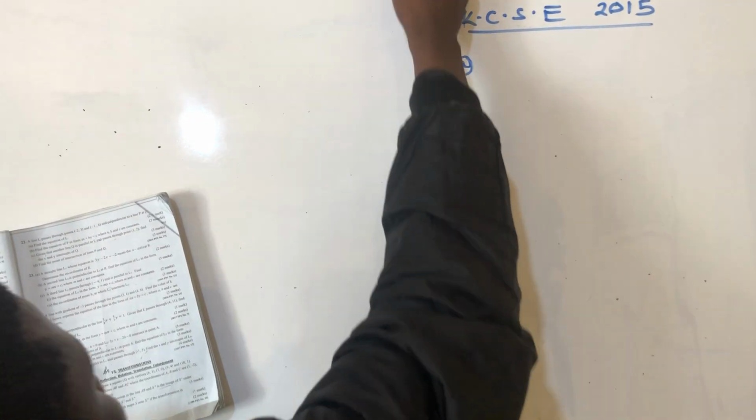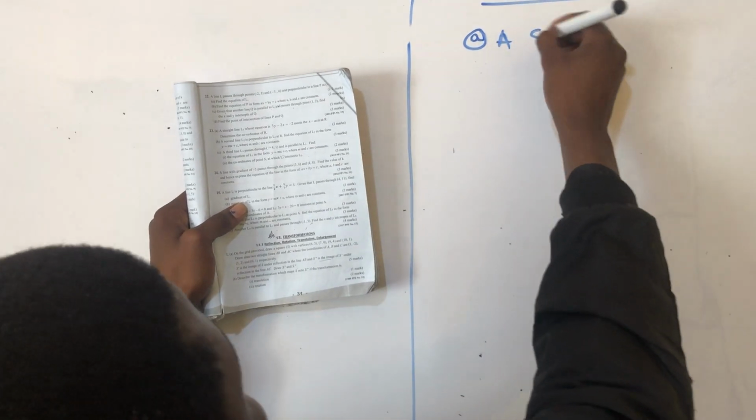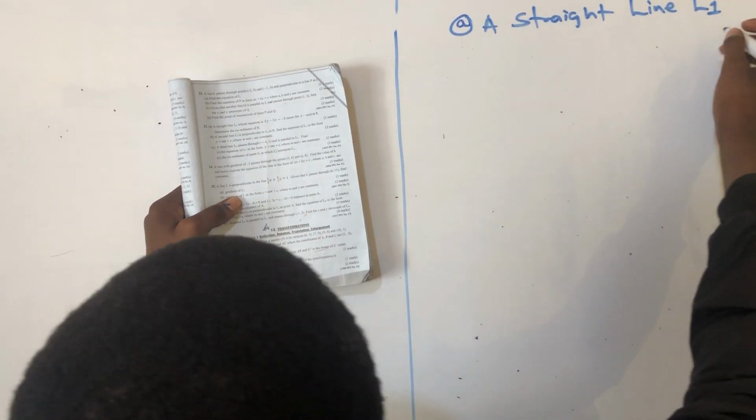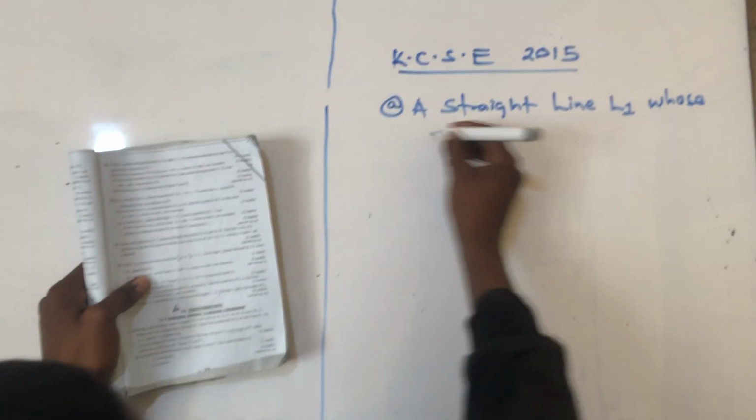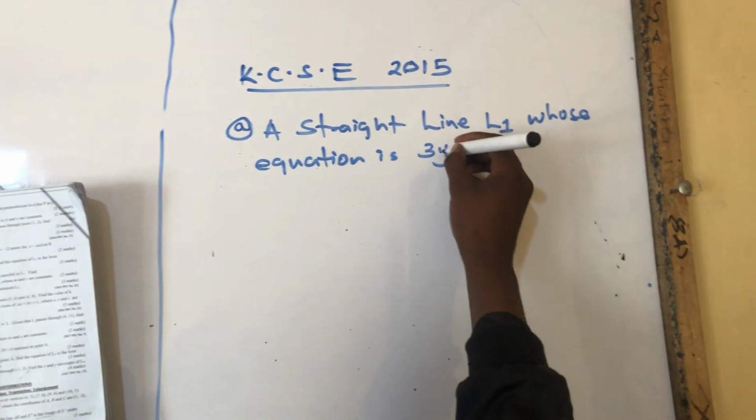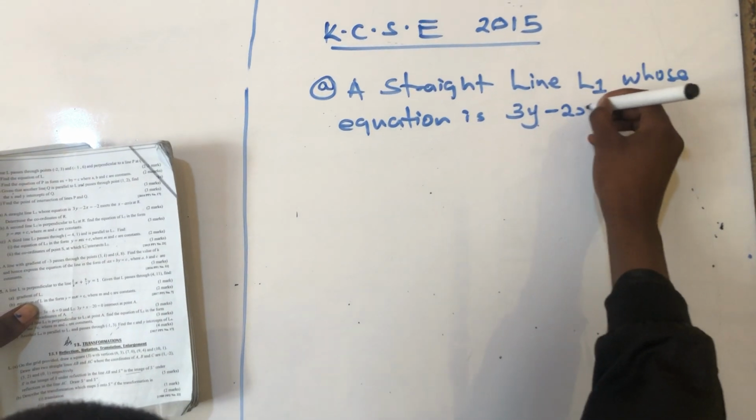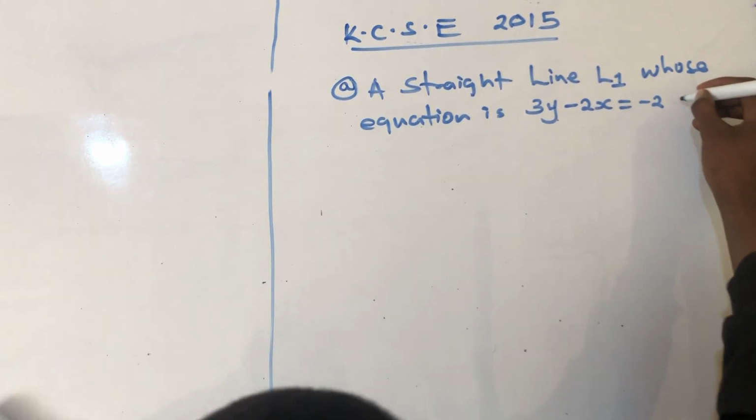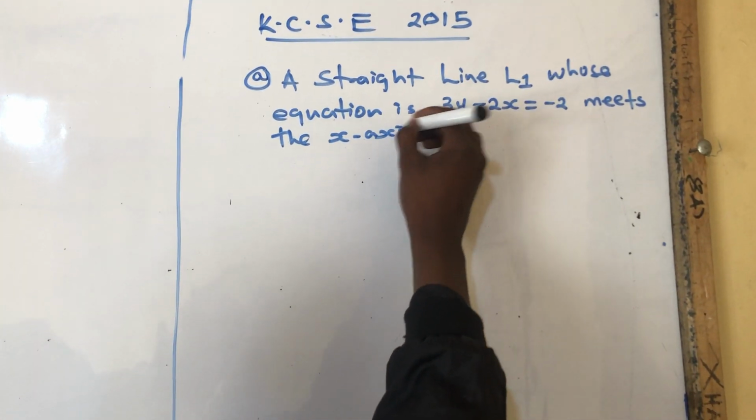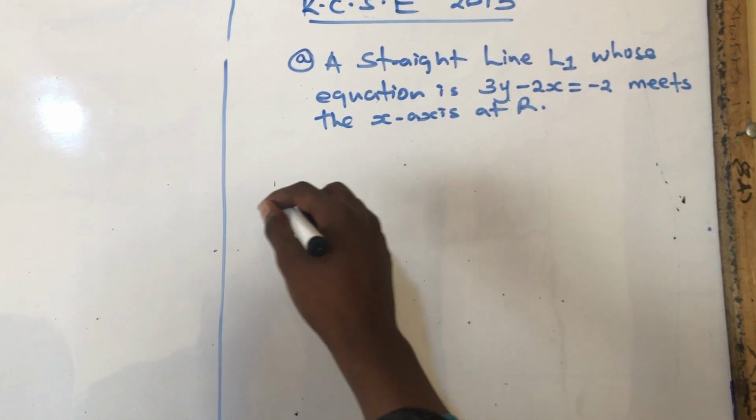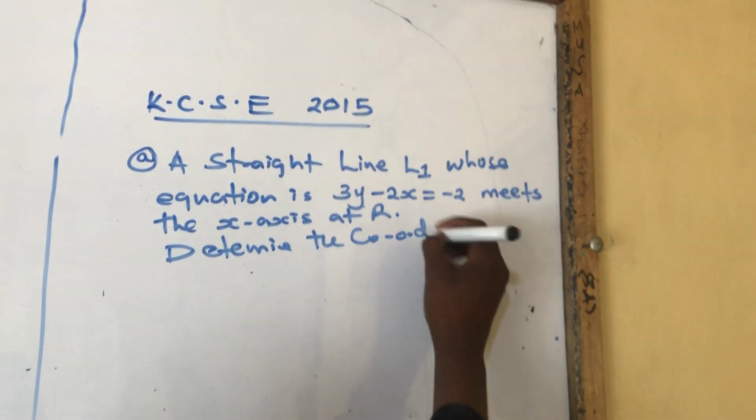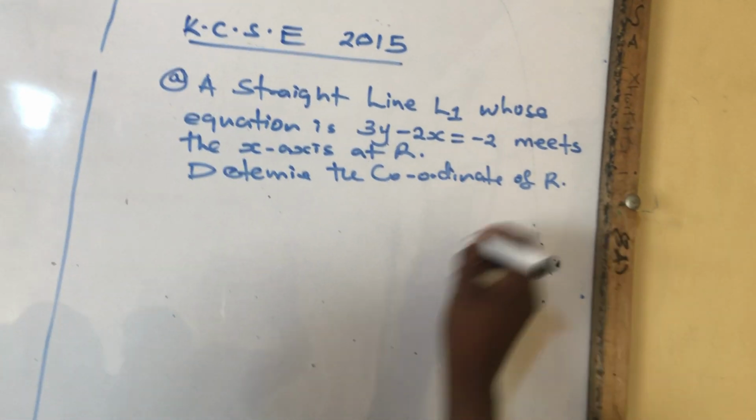Because of limited space, I want you to follow me. A straight line L1 whose equation is 3y minus 2x is equal to -2 meets the x-axis at R. Determine the coordinate of R.